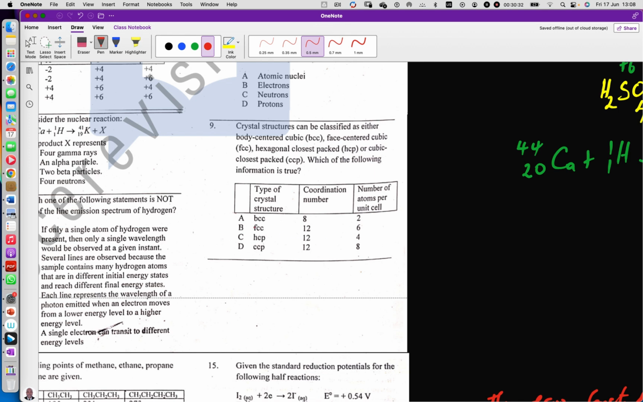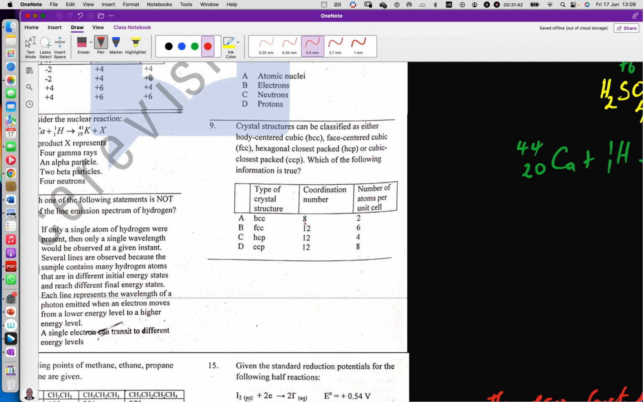But for the body-centered cubic, there are eight corners, and each corner contributes 1/8 of an atom, so 1/8 times the 8 corners gives us one atom. Then the body-centered atom gives another atom, so the number of atoms per unit cell would definitely be 2. The coordination number in a body-centered cubic is usually 8.